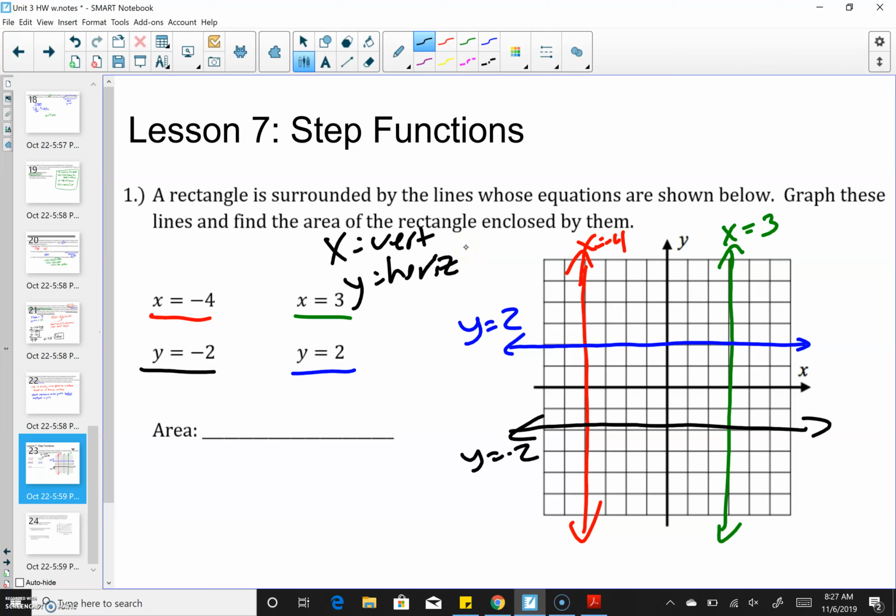So then if we want to find our area here, we need to count. Well, we have a height of 4 and a length of 1, 2, 3, 4, 5, 6, 7. So then our area is going to be 7 times 4, which is going to be 28, and we'll just go units squared, since we haven't been given inches or feet or anything like that.